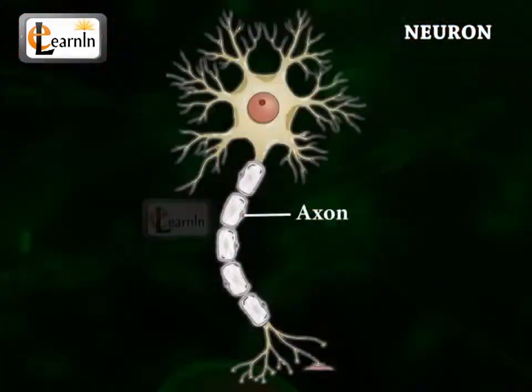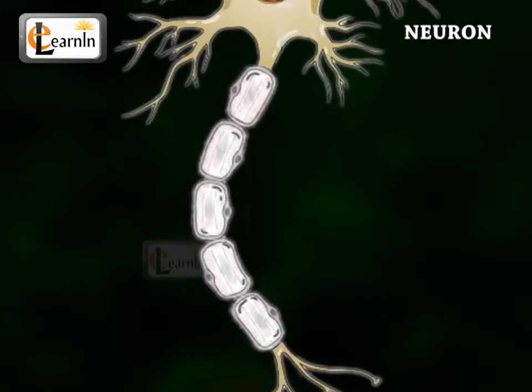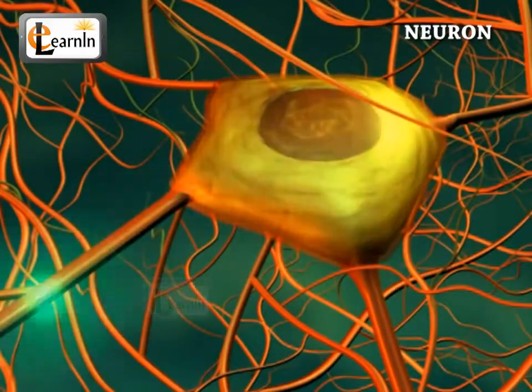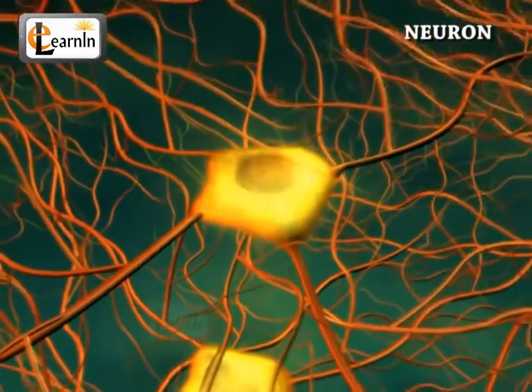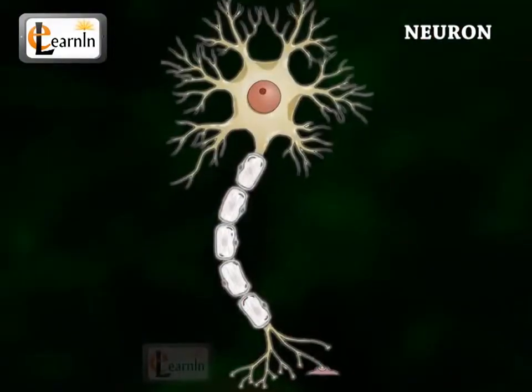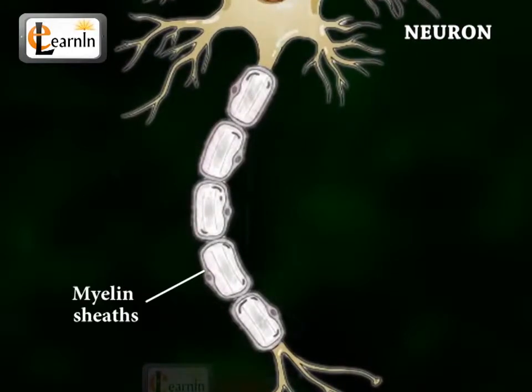There is only one axon that projects from each cell body, which is a finer cable-like projector. It is usually elongated and carries impulses away from the cell body, that is, away from the soma. It is called an efferent process. Many axons are surrounded by a segmented white fatty substance called myelin sheaths.